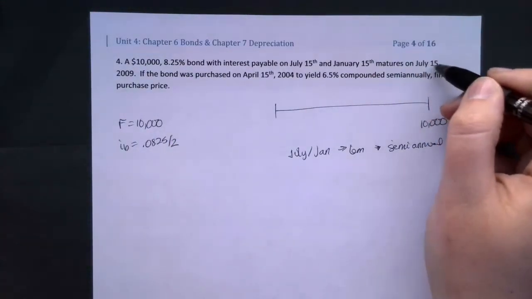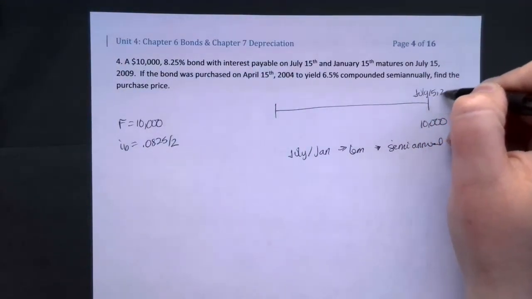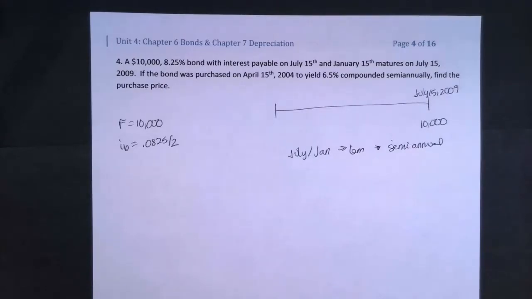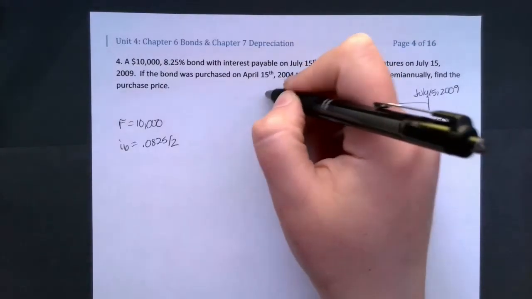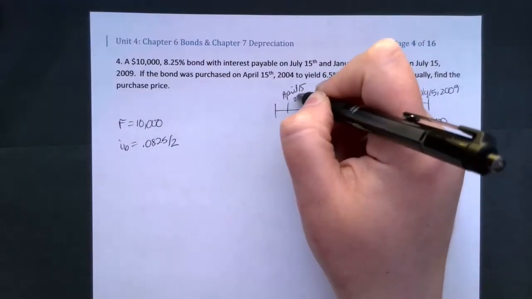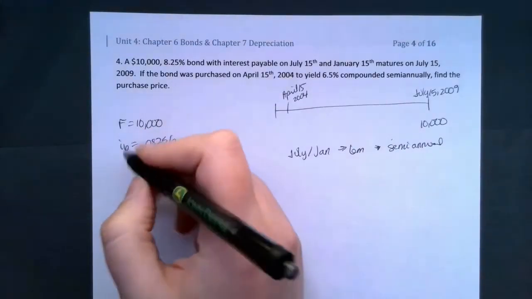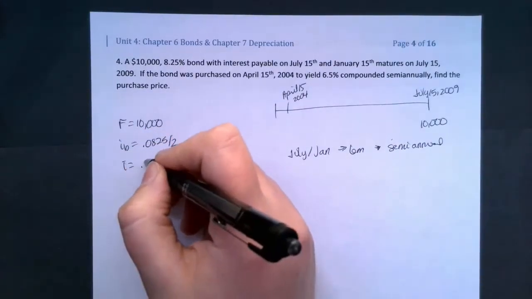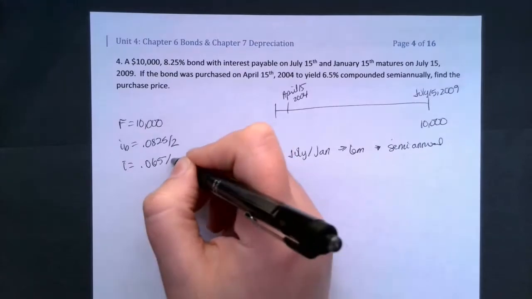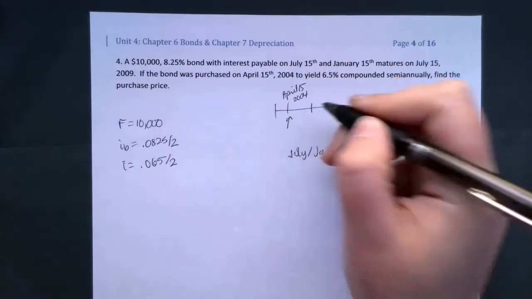And then it matures on July 15th, 2009. And if the bond is purchased on April 15th, 2004, and it yields 6.5%, so that means our I is 0.065 compounded semi-annually, so over 2. We want to find the purchase price. So again, we're trying to find this.